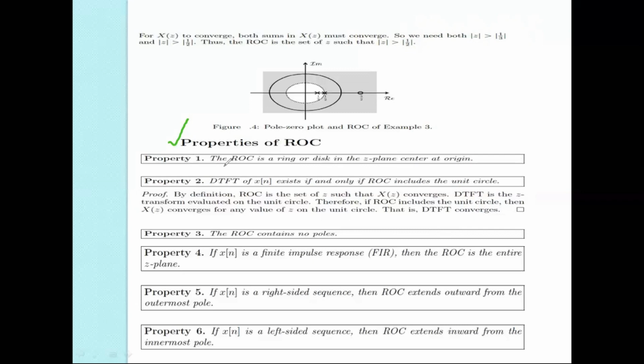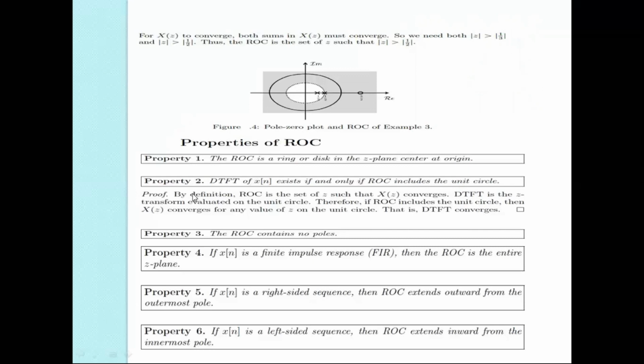The first property says that the ROC is a ring or disk in the Z plane, centered at the origin. In the Z plane, R is the radius, and we can draw a circle with its center at the origin. It is 1 or 1/2, depending upon the value. Actually, we always take the default, the unit circle.